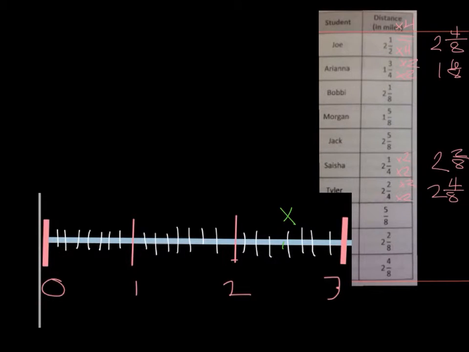Next I'll go to Ariana. She ran 1 6/8 of a mile. So I go to 1 6/8, and I put an X over that point. Now I just keep moving down the line. So Bobby was 2 1/8. Morgan, 1 5/8. 2 5/8. 2 1/4, which we converted to 2 2/8.